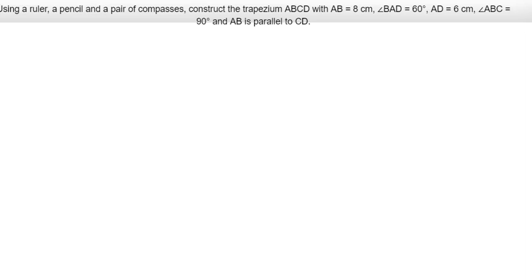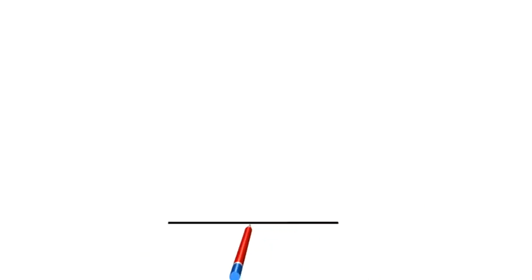So I'm going to start with the first three things: AB, the angle at A, and AD. All right, so we're going to start by drawing line segment AB, which is of length 8 centimeters. So let's label the ends. This is A, and the other end would be B.